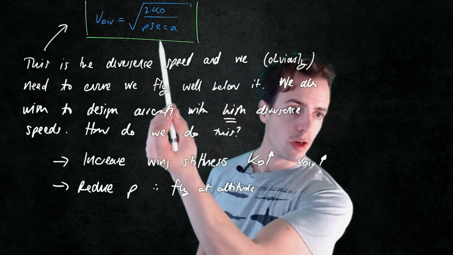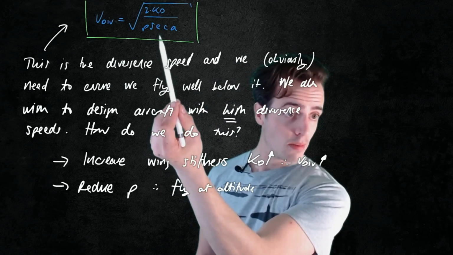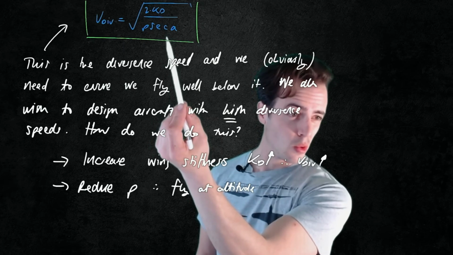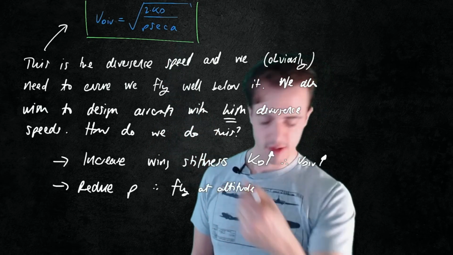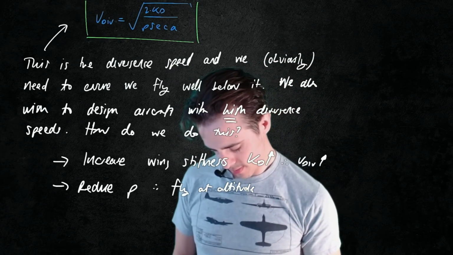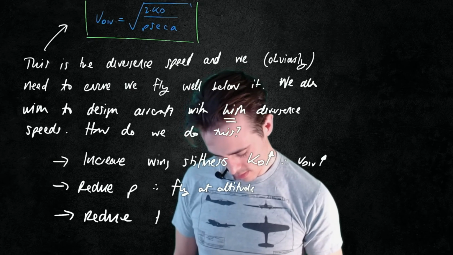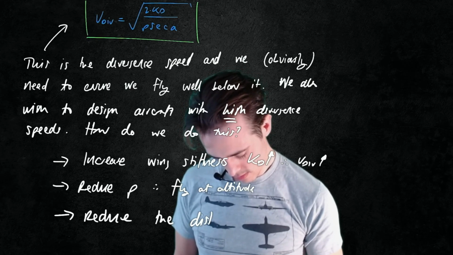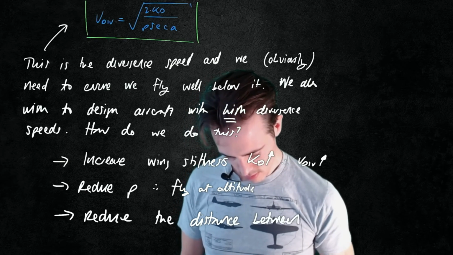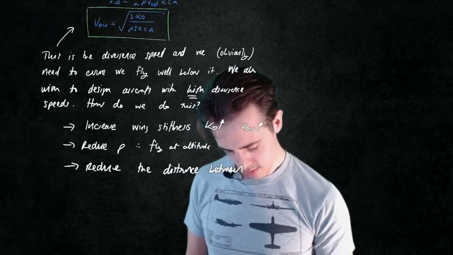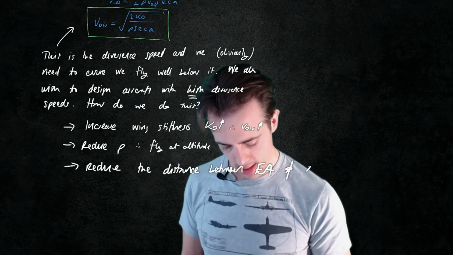Have a smaller wing in general. We can make the elastic margin smaller, make E smaller, or just have a smaller chord. A, there's not really much we can do about that. A is the lift curve slope of our aircraft. So we can reduce the distance between the elastic axis and the aerodynamic center.